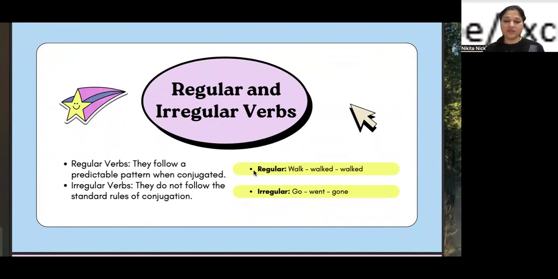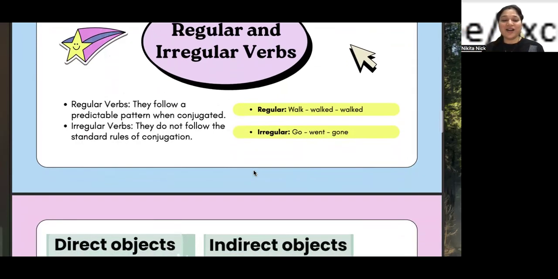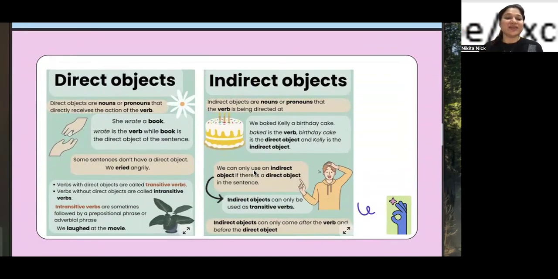But irregular verbs do not follow the standard rules of conjugation. That means V2 and V3 are not going to repeat. If you're saying go, your V2 will be went and V3 will be gone. For eat, V2 would be ate and V3 would be eaten. So eat, ate, eaten; go, went, gone. Got it? All right. It's a very interesting topic.